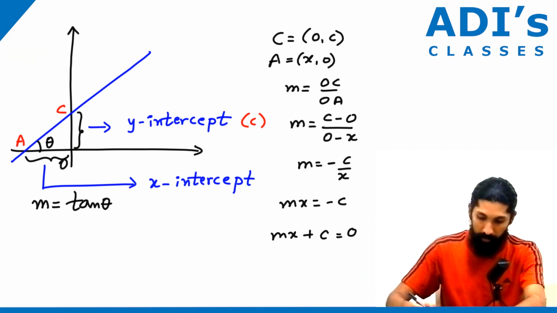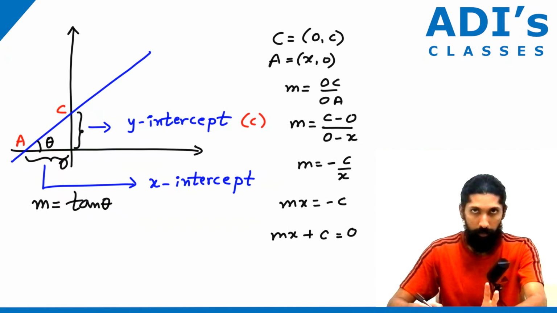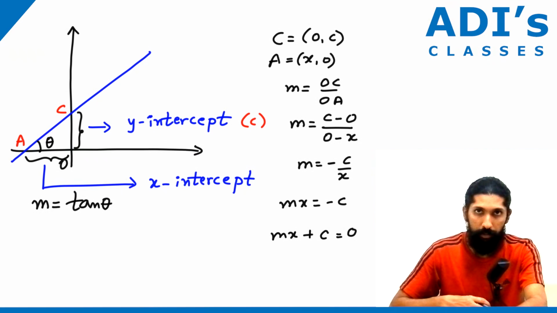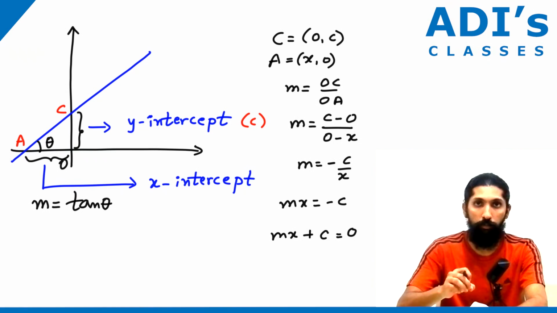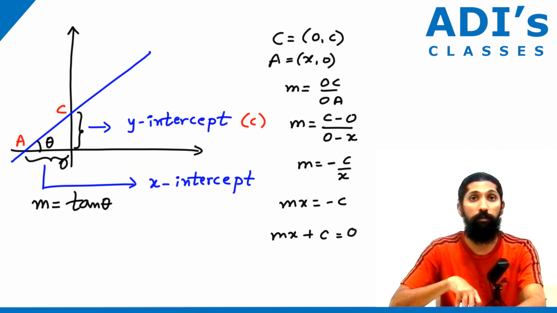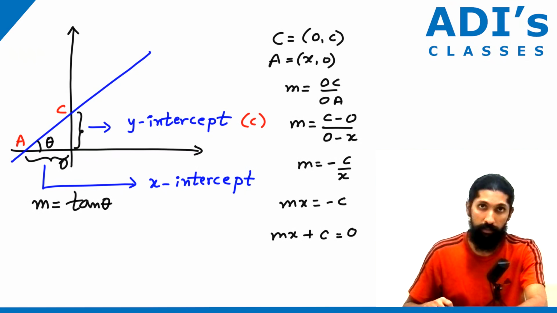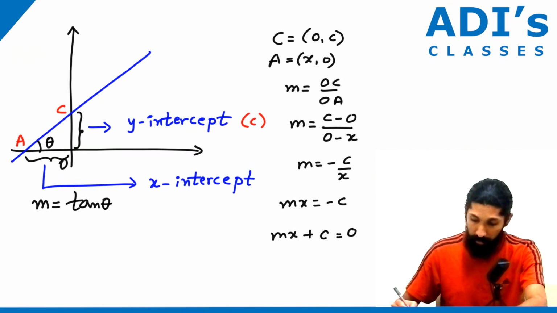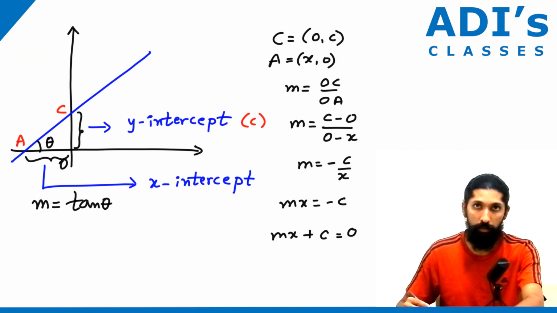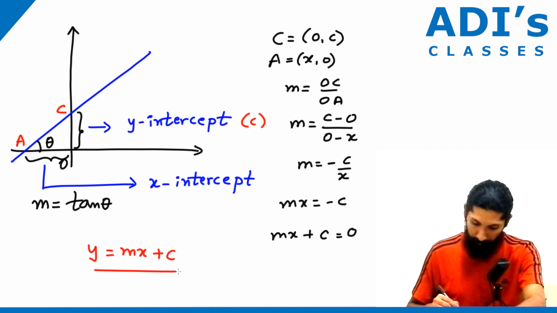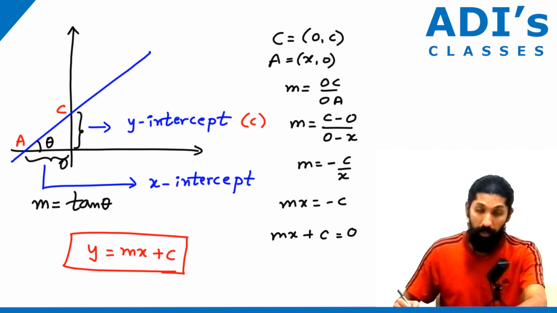Now if you look at this entire part, whatever we are going to look at, we are looking at the y-intercept divided by the x-intercept, isn't it? Correct? And the equation of the line in terms of this y-intercept, the slope and the x-intercept, using this particular equation mx plus c is equal to 0, we are going to get y is equal to mx plus c.